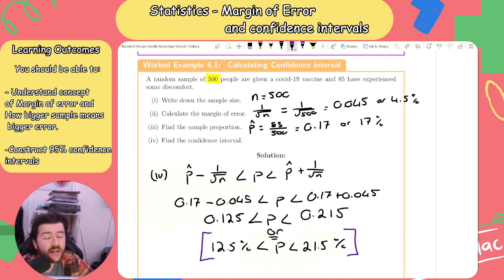In my next video, we are going to continue on with this, and we're going to be doing hypothesis testing, using our confidence intervals to test claims.